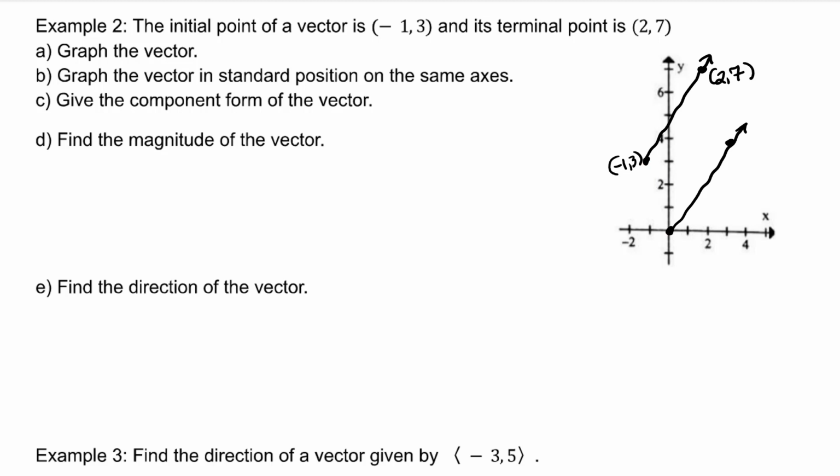Give the component form of the vector. The component form is change in x's, comma, change in y's. The change in x's is 3 and the change in y's is 4. So we'll do angle bracket 3, comma, 4 angle bracket.